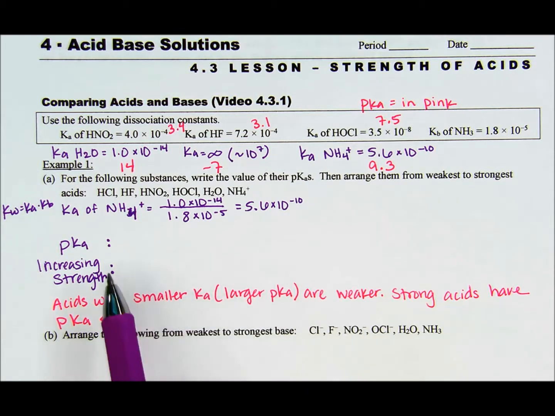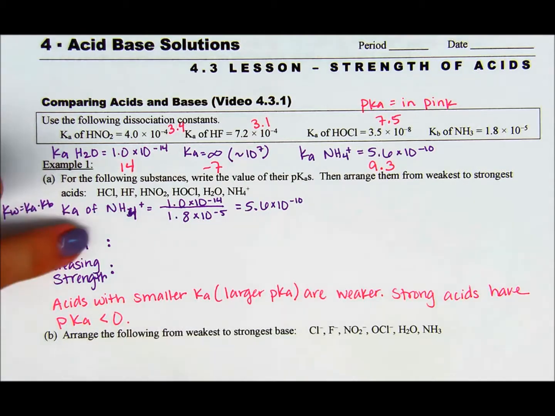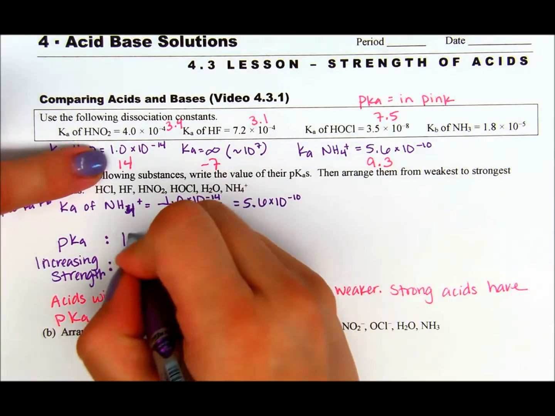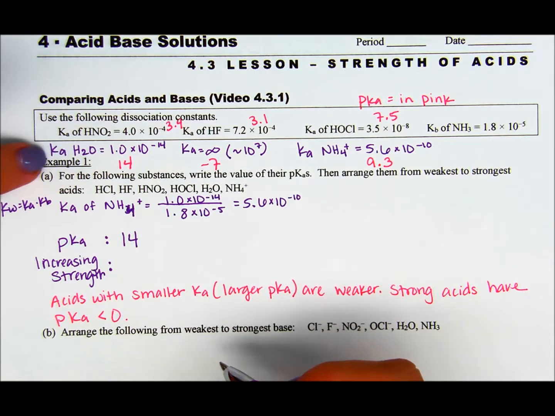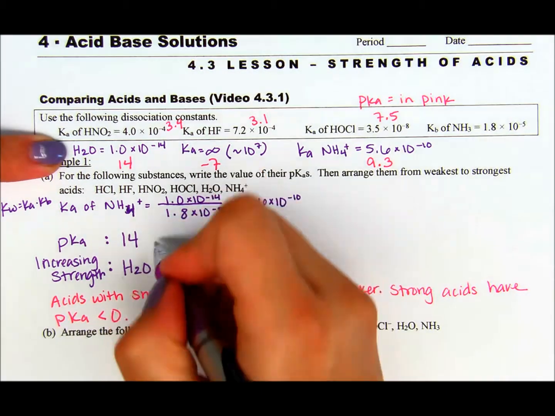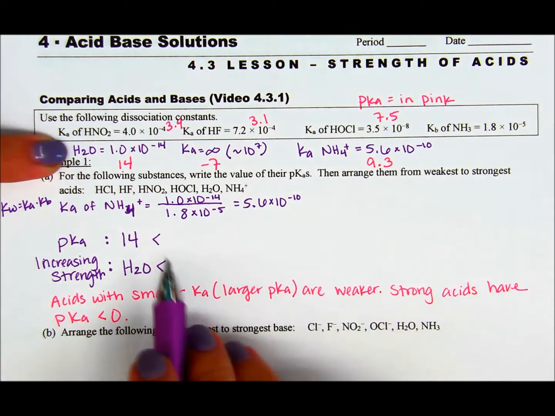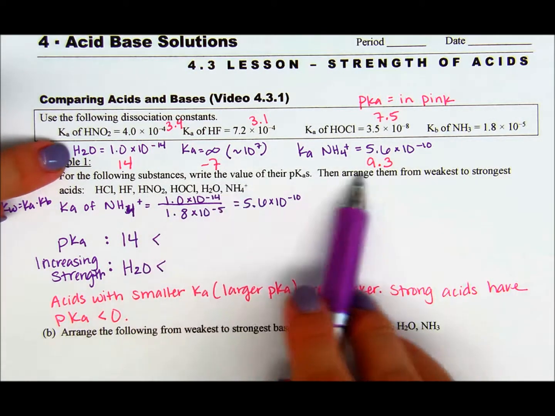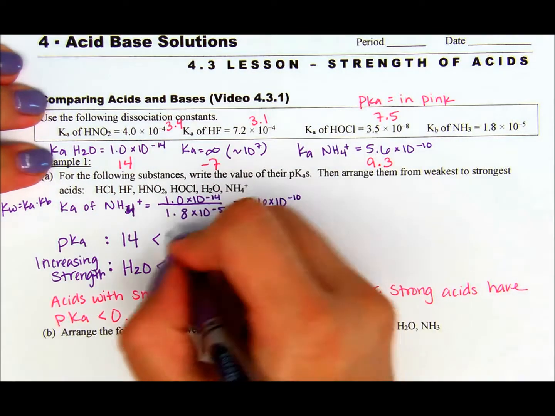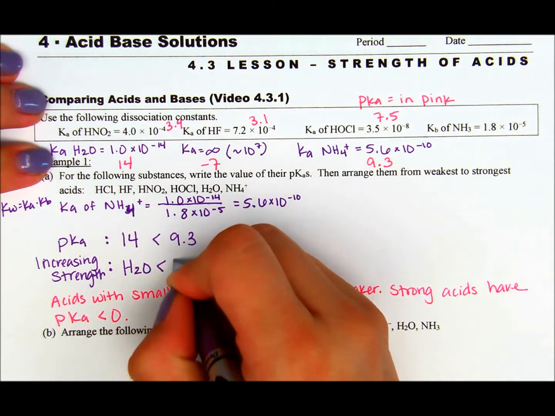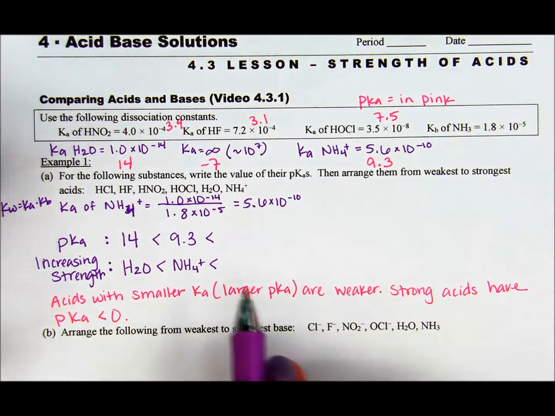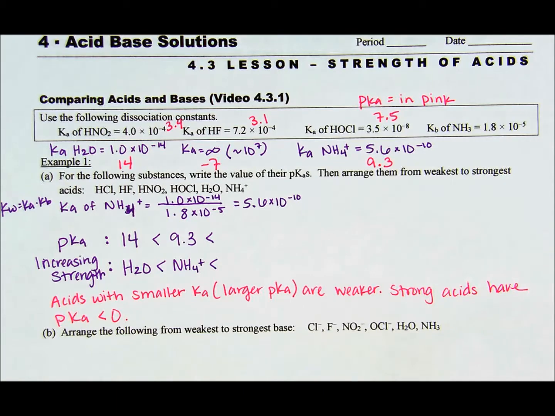So let's find the largest pKa, because the largest pKa is going to be the weakest. The largest I have here is 14, and that is water, H2O. And so that is the weakest. Next up, I have 9.3, and that's ammonium. So go ahead and pause the video right now, rank the rest of these, and then come back and check.